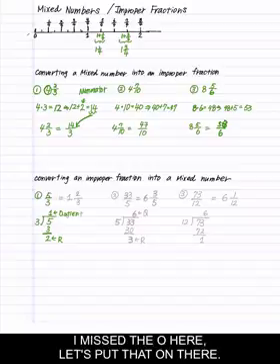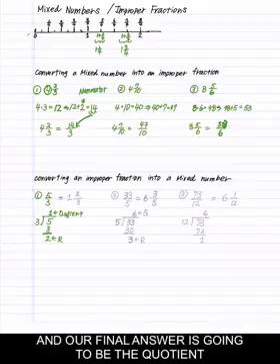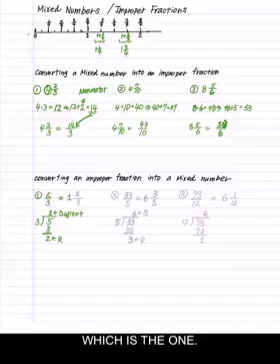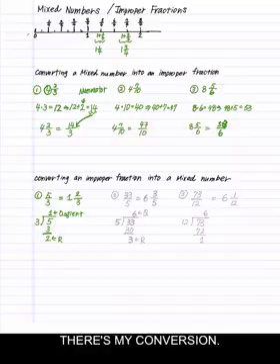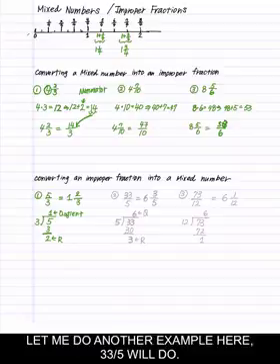I missed the R here. Throw that on there. Our final answer is going to be the quotient, which is the 1. And then the remainder goes up top, 2, over the 3, which is the denominator. There's my conversion. Let me do another example here.